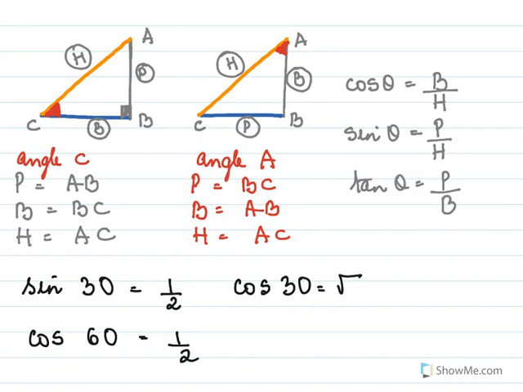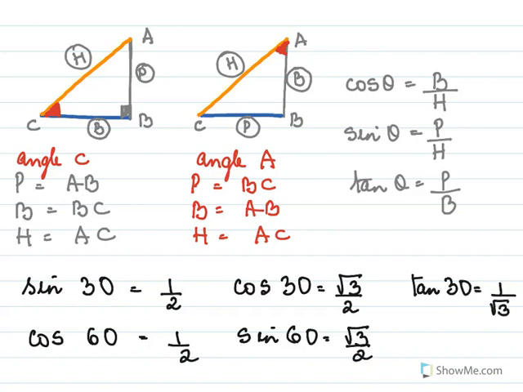Cos of 30 is root 3 by 2, which is equal to sine of 60, root 3 by 2. Then we need tan. Tan of 30 is 1 by root 3, and tan of 60 is root 3 by 1. We need this information while solving our sums.